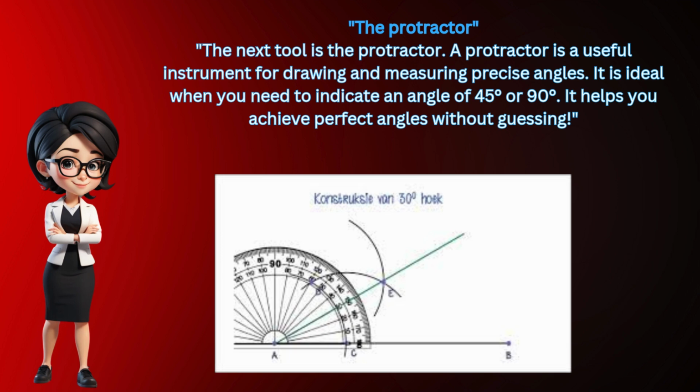The protractor. The next tool is the protractor. A protractor is a useful instrument for drawing and measuring precise angles. It is ideal when you need to indicate angles of 45 degrees or 90 degrees. It helps you achieve perfect angles without guessing.